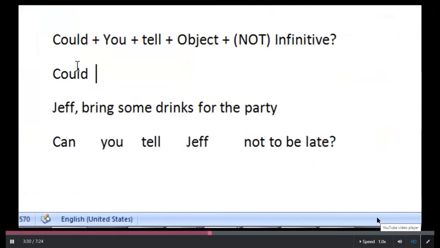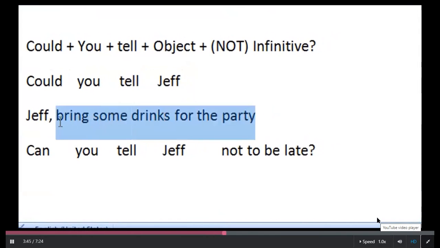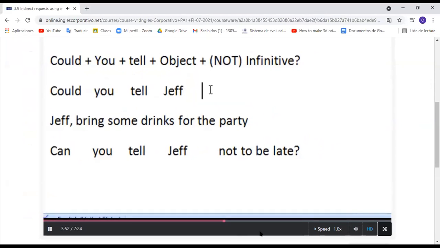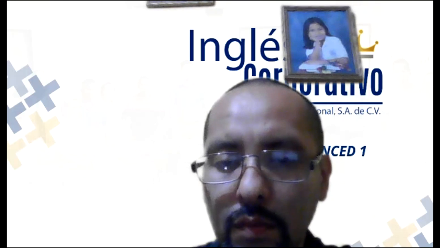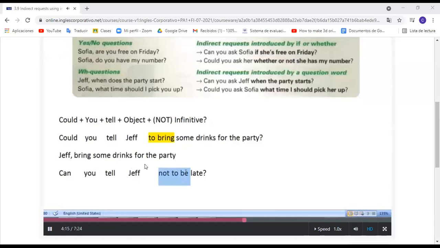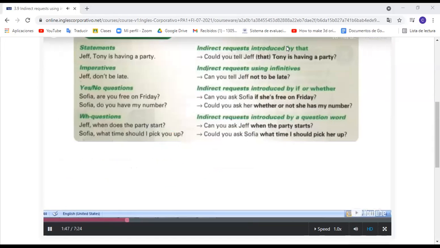Well, again, we will use could, and then we'll use you. In this case, we will use the verb tell. The object I mentioned is Jeff. All right, so we will say, could you tell Jeff? And if you notice, this is not in a negative form, so therefore we will not use not. We will simply use the infinitive form. Could you tell Jeff to bring? Or not to, and then the verb, right? So if we have a negative form, let me just quickly point out the structure that we're going to be using.